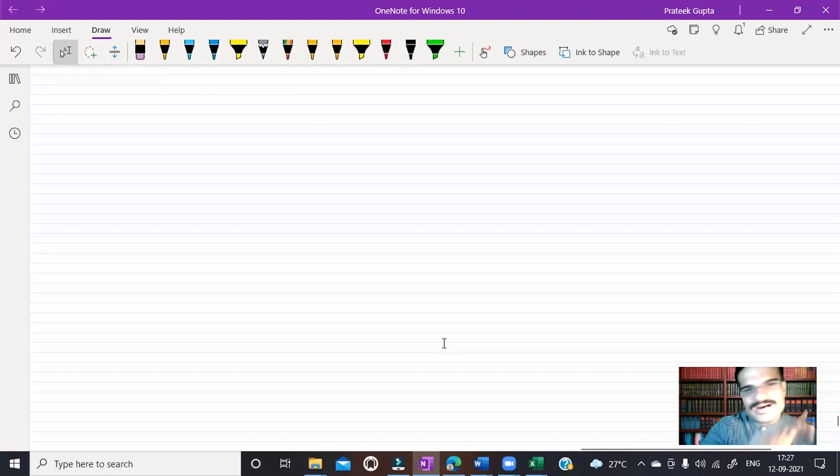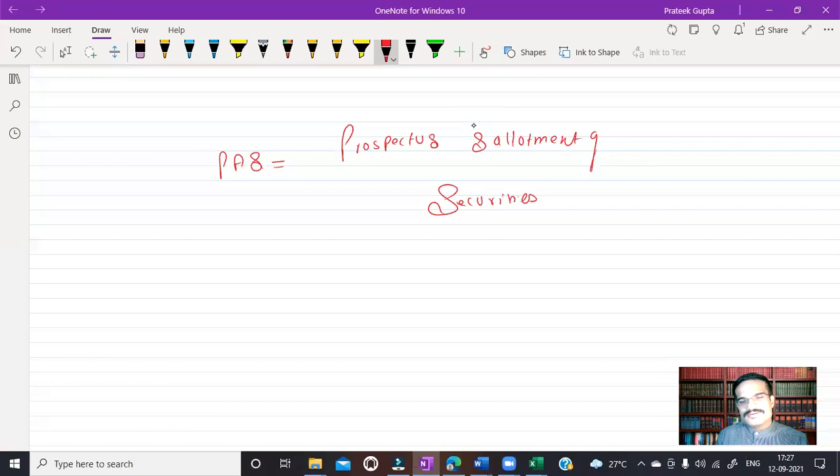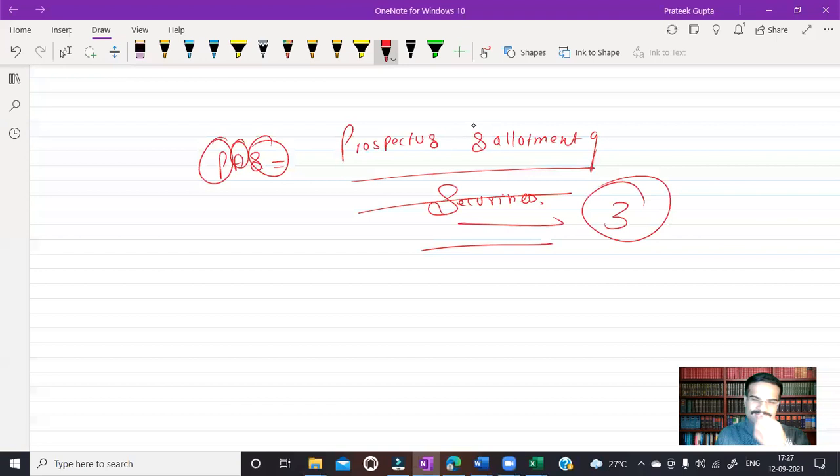So, sir, students are asking, what is PAS 3? PAS, P-A-S. There is a chapter in the Companies Act, and the name of the chapter is Prospectus and Allotment of Securities. This is the full form of PAS, beta. PAS 3 we have to file whenever we allot shares to anyone.